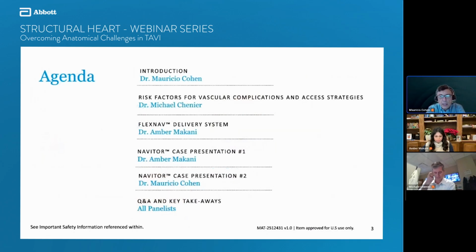So this is the agenda for today. What I'm doing now is the introduction. Then Dr. Chenier is going to give us his insights about risk factors for vascular complications and access strategies. Dr. McCanny will present the delivery system for the FlexNav platform and then present the case. Then I'm going to follow with another case. And then we're going to go to Q&A and key takeaways.